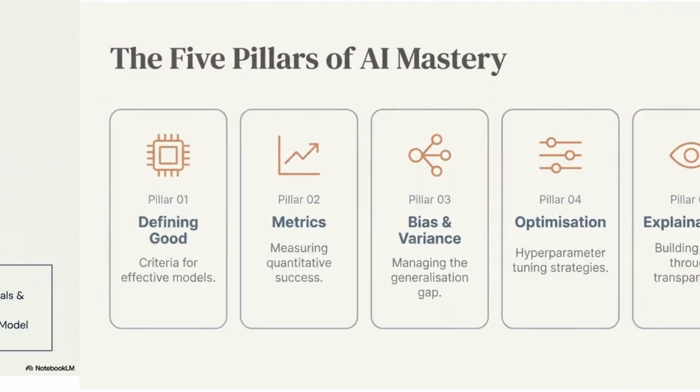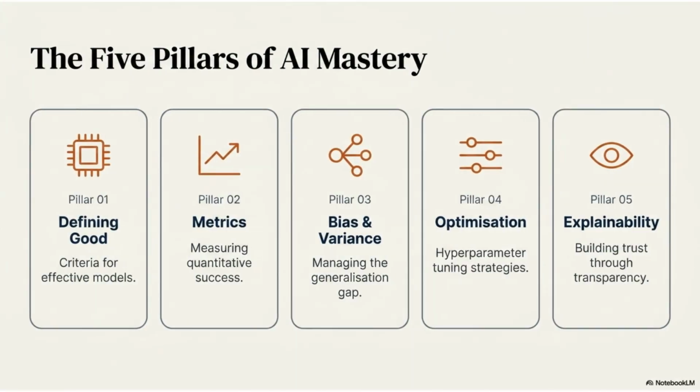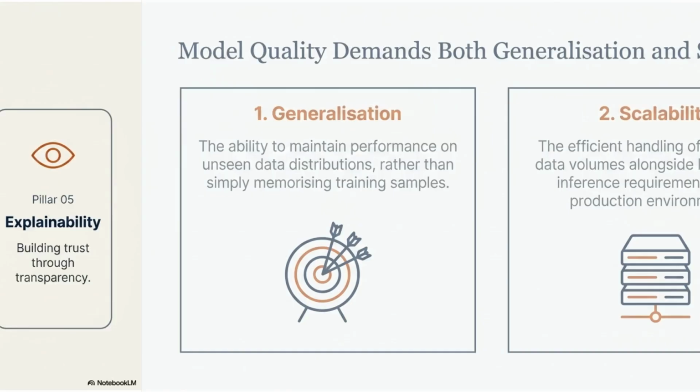model's predictions. Mastering AI requires focusing on 5 pillars: defining what makes a model good, selecting the right metrics, managing bias and variance, optimizing training through tuning, and ensuring explainability. These areas are vital for building trustworthy, real-world biomedical applications.